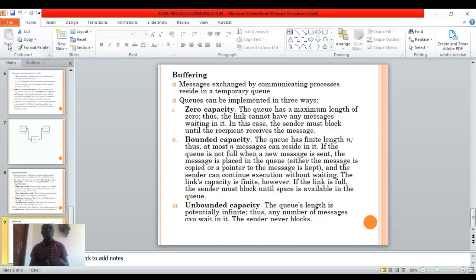So that is all about the interprocess communication models.